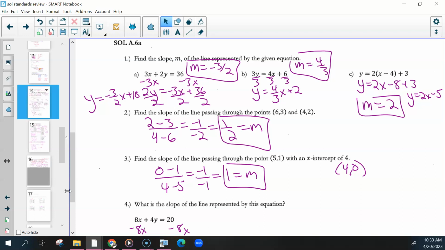For number 1, parts A, B, and C, you were given different equations and had to find the slope. So if you were doing this by hand, you would subtract 3x, divide everything by 2, and your slope would be -3/2. For B, you just had to divide everything by 3, so your slope was 4/3. And then for C, you didn't really need to do this work. This is extra because it gave you the slope already, 2.